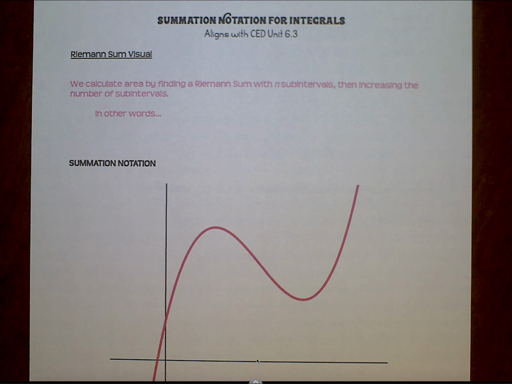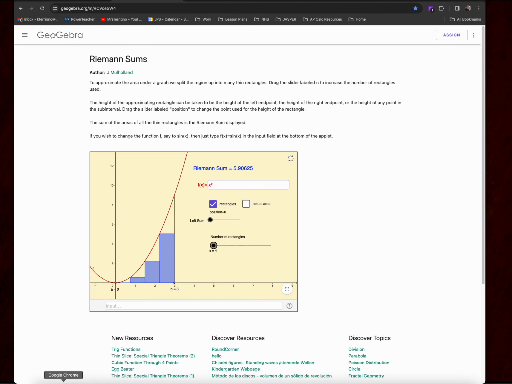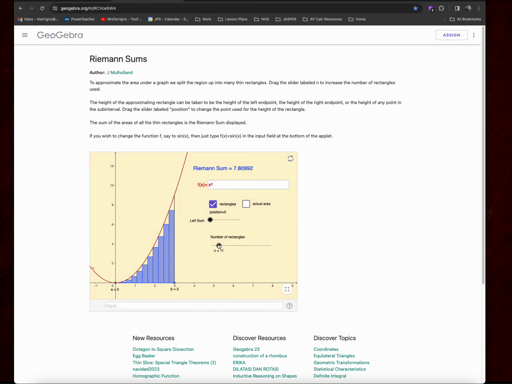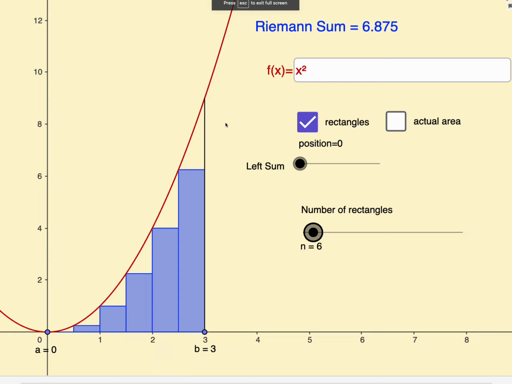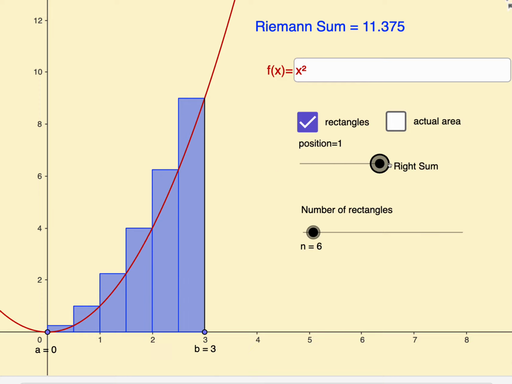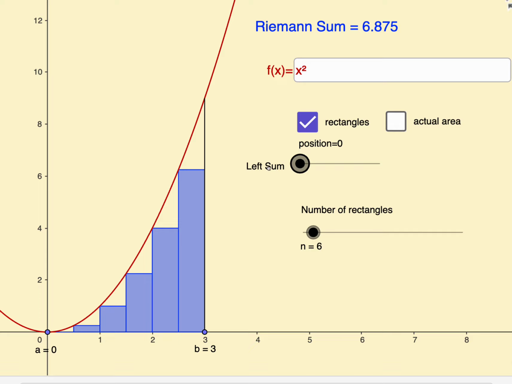So let's talk about that Riemann sum idea for just a second. This is a tool that is going to show us a calculated Riemann sum, let me make it full screen here, and it's going to show us how this compares to the actual area. Right now I'm looking at the function f of x equals x squared. I divided this into 6 rectangles. This is currently a left Riemann sum. This tool will let me do a midpoint Riemann sum or a right Riemann sum, but we'll stick with left for right now. For the process we're talking about today, it doesn't matter.